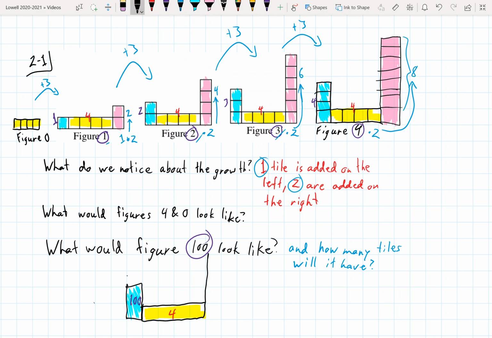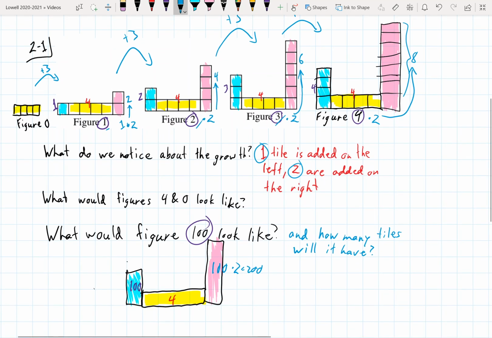And so I'm going to draw that in here. This pink tower, if it's figure 100, is going to be 100 times 2, which is 200. And so I think this is what figure 100 will look like. And then the total number of tiles will be 100 plus 4 plus 200, so 304 tiles.